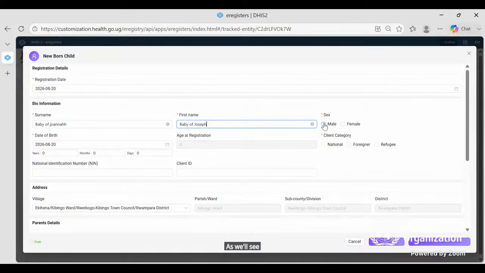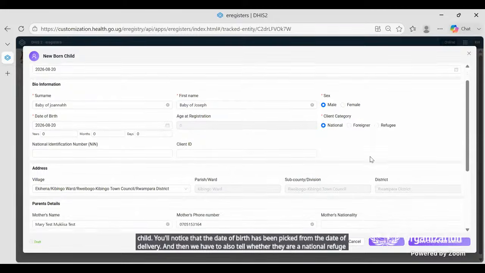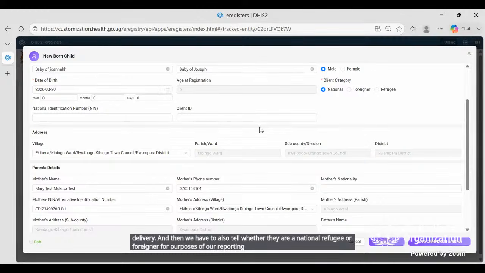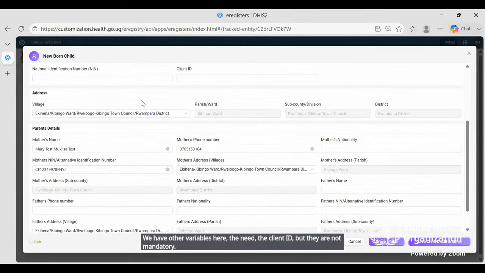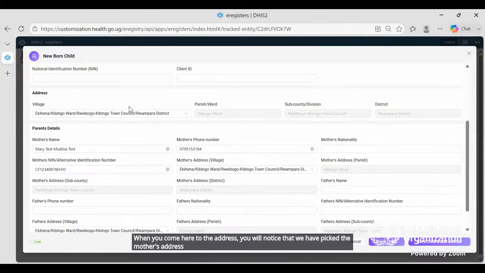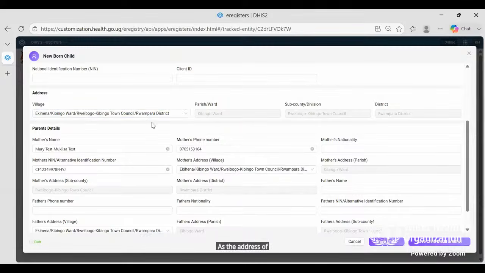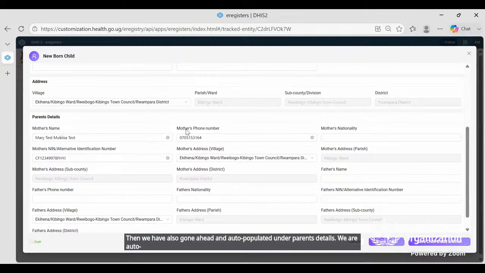Then you register the sex of the child, assuming it's a male child. You'll notice that the date of birth has been picked from the date of delivery. And then we have to also tell whether they are a national, refugee or foreigner for purposes of our reporting. We have other variables here, the NIN, the client ID, but they are not mandatory. When you come here to the address, you will notice that we have picked the mother's address as the address of this particular child. Then we have also gone ahead and auto-populated under parents' details. We are auto-populating the mother's name, the mother's phone number as they are in the profile of the mother.